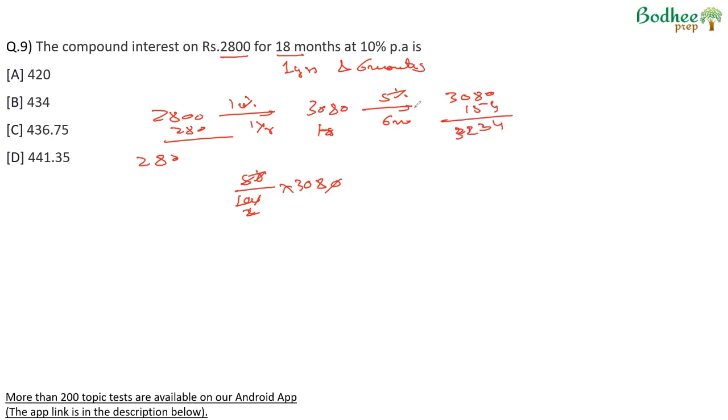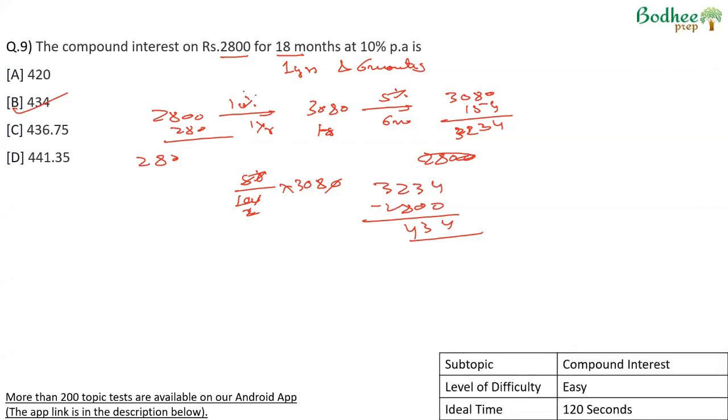3234. The principal was 2,800, and therefore the interest will be 3234 minus the principal, which will be 434. 434 becomes the interest that accrues. For me, I'd say this is an easy question, not more than 2 minutes to solve, should be attempted in exams.